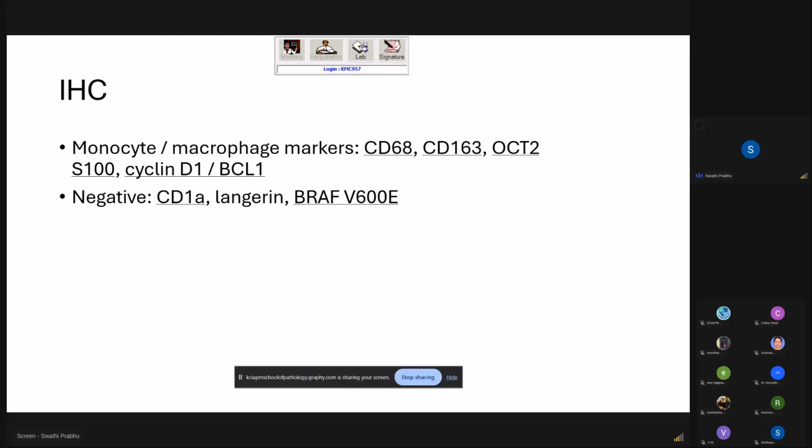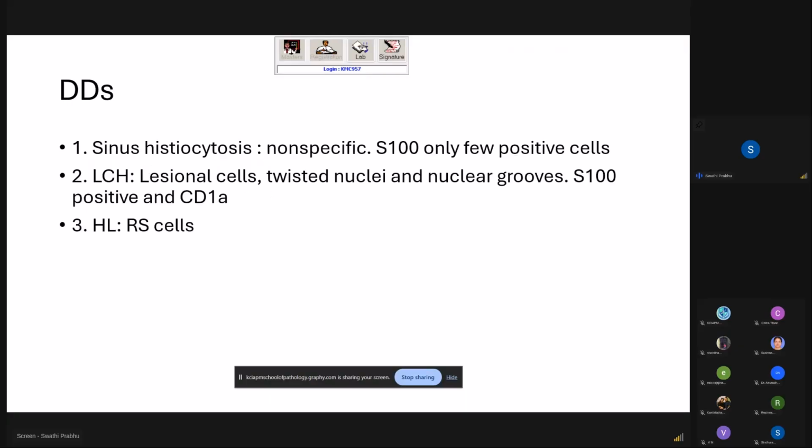So on IHC, monocyte macrophage markers like CD68, S100, and cyclin D1 will be positive in this case. And when LCH comes into the diagnosis, the most important IHC is CD1a, which is negative in this case and positive in LCH. Also, a characteristic feature of Langerhans cell histiocytosis is that the histiocytes will have a characteristic groove-like nucleus, which will not be seen in Rosai-Dorfman disease.